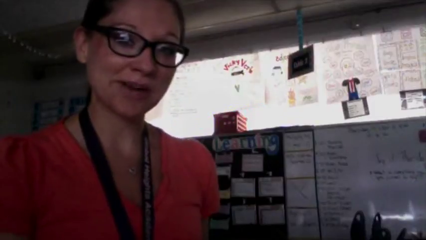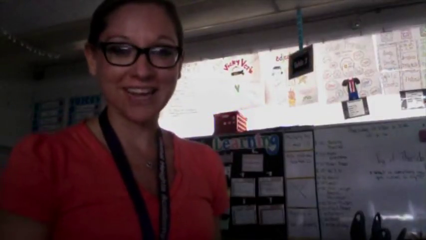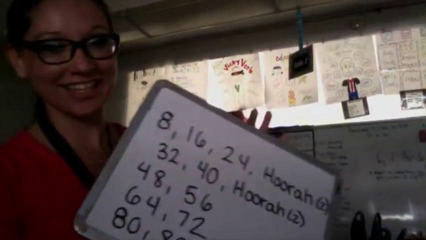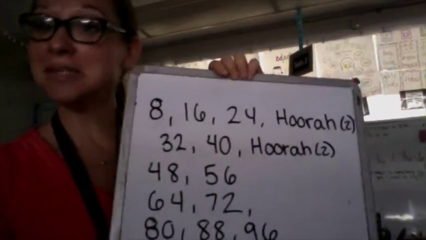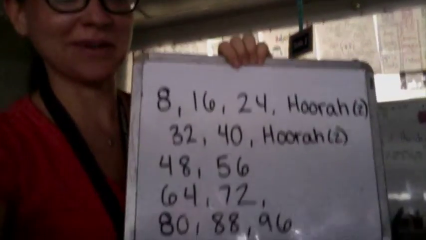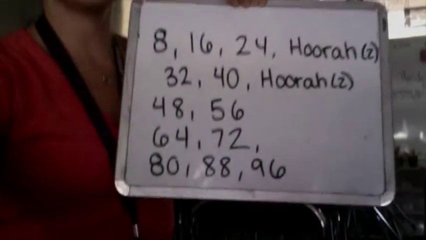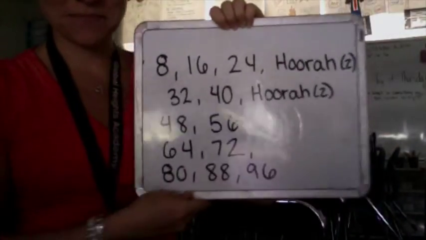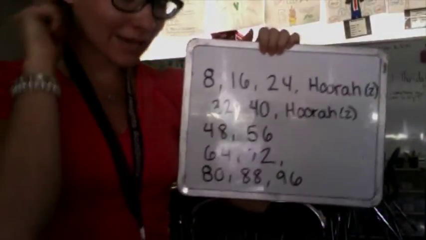Today we are going to work on our multiples of 8. But before we go into our multiples of 8, I'm going to teach you a song. We have our multiples of 8 here, and it's going to be to the tune of The Ants Go Marching One by One. So I hope you know the song. Just go ahead and listen, and then you can sing it along with me. Okay? Here you go. Listen.